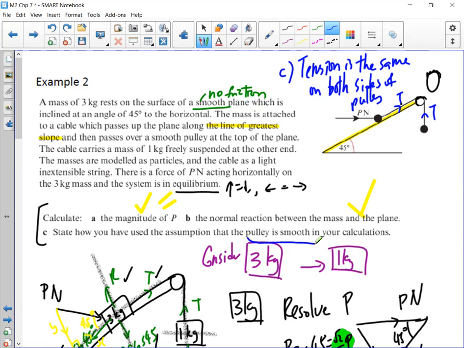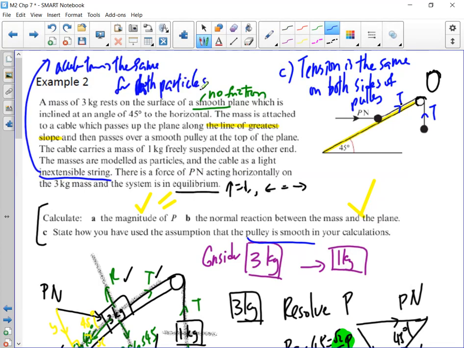You might also be asked, can you state the assumption that the string is inextensible? So the assumption about an inextensible string is that the acceleration is the same on both sides, for both particles. We'll have a look at that in the next chapter, 7.3, 7.5. So a big one today, but that's 7.2.